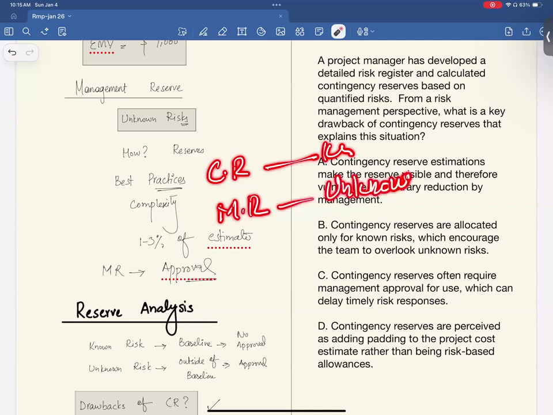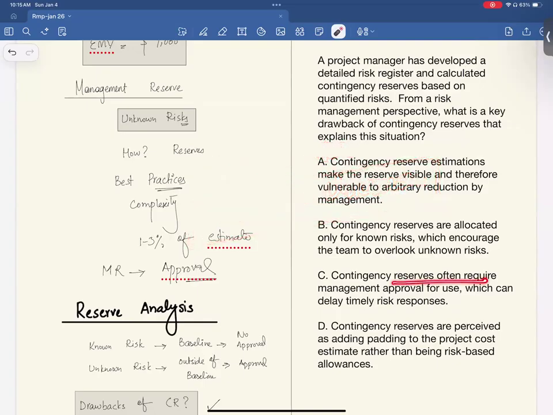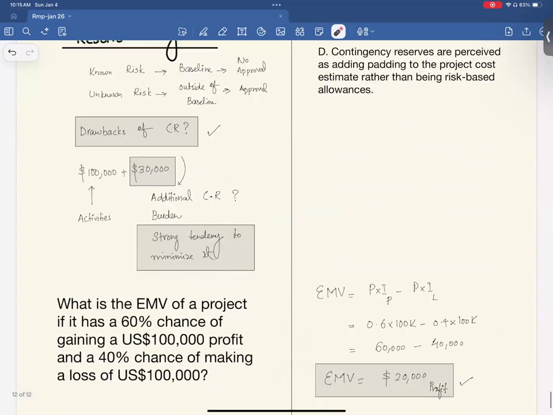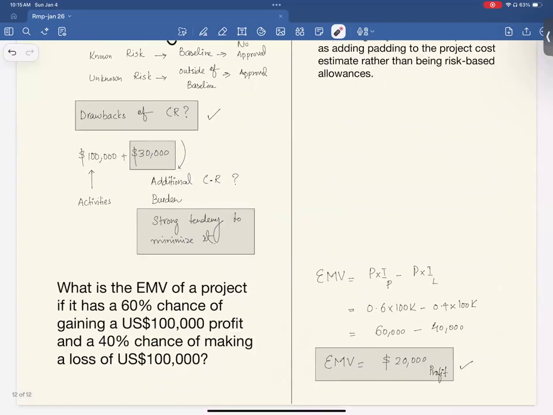Allocating contingency reserve does not mean you're ignoring unknown risk. It has nothing to do with that. Contingencies often require management approval. No, they do not require management approval. Contingencies are perceived as adding padding. No, right? So the correct answer is option A. Okay, perfect. Yes, sorry to interrupt in the middle. Yes, added padding is for management reserve, right?